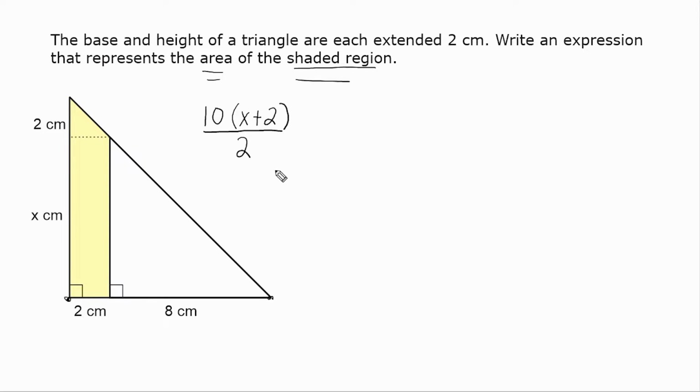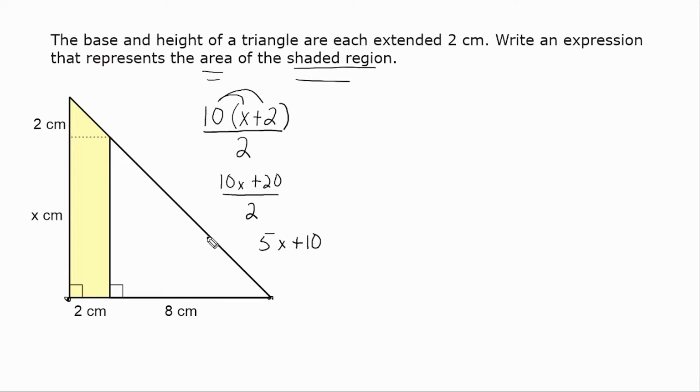All right, next what we're going to do is simplify this a bit. We're going to distribute this 10 by doing 10 times x, which is 10x, and 10 times 2, which is 20. And we have to divide both of those terms by 2. So if we take 10x and divide that by 2, that is 5x. And if we take 20 and divide that by 2, that is going to give us 10. So this expression represents the area of this large triangle right here.